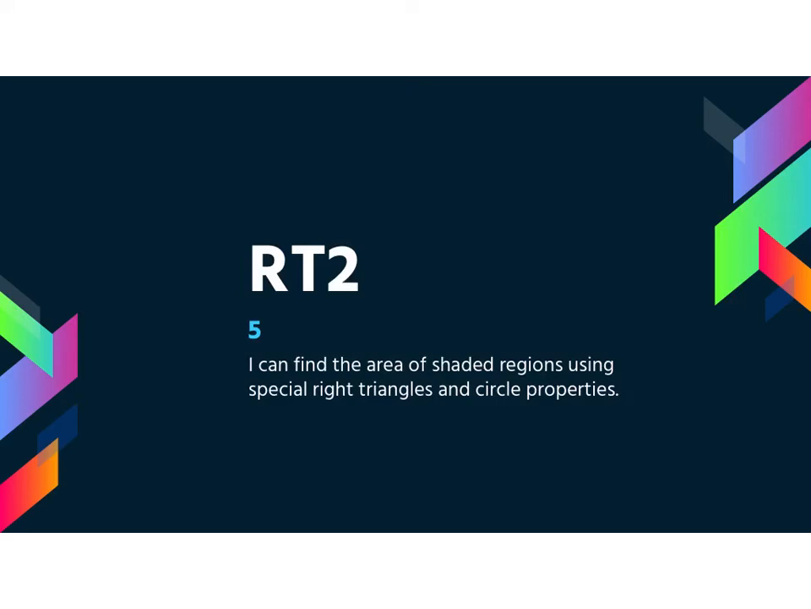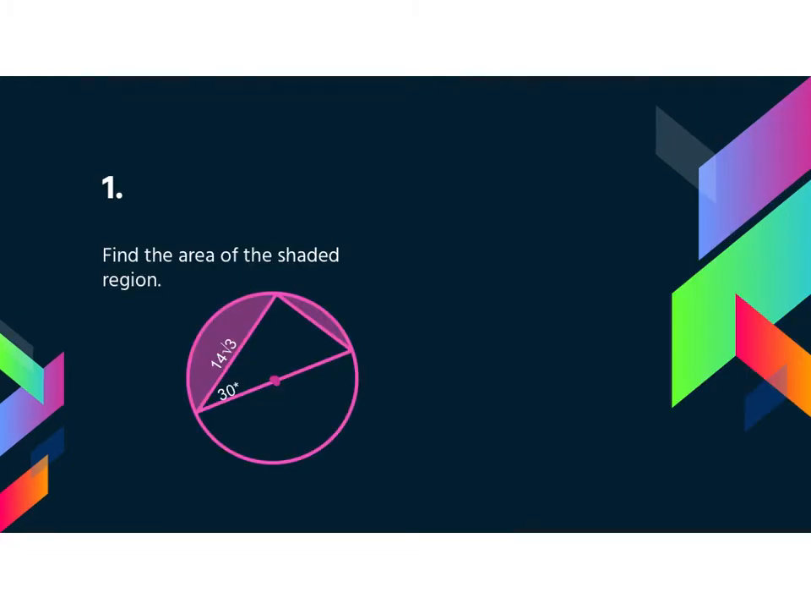Welcome to lesson RT2, lesson 5. By the end of this lesson, you'll be able to find the area of shaded regions using special right triangles and circle properties. All right, let's look at our first example here. It says to find the shaded area. So I'm just looking to find that shaded pink region.